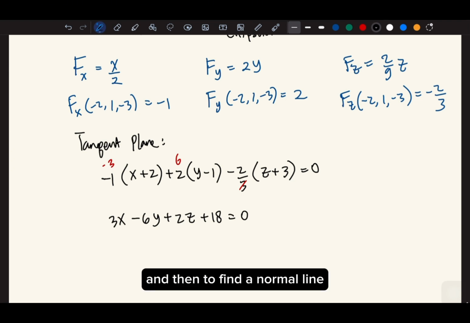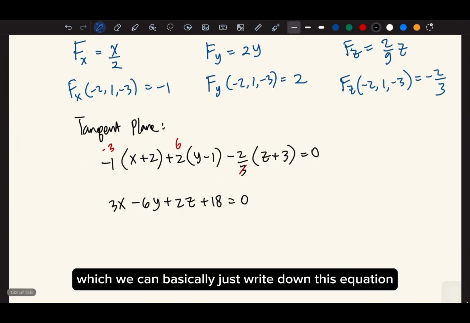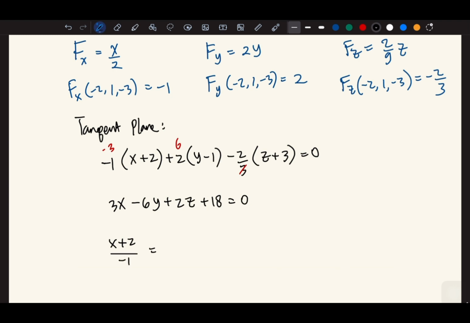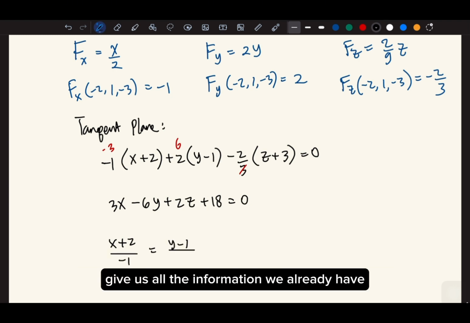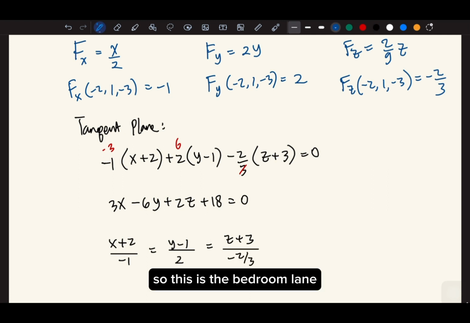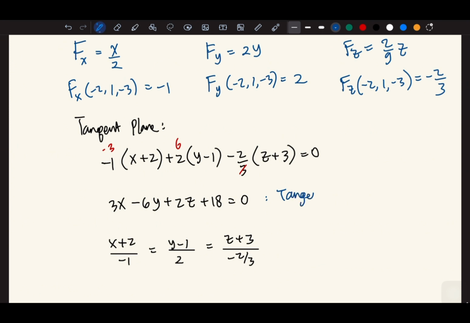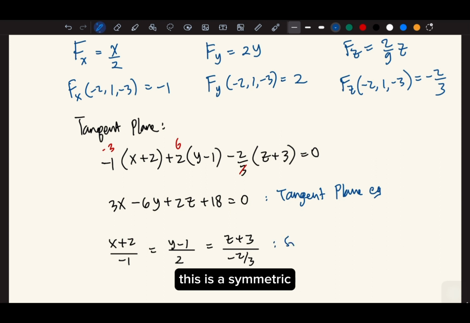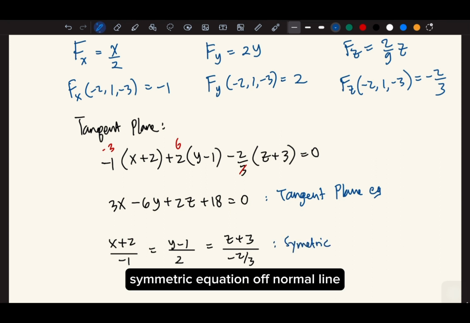And then to find the normal line, we can use the symmetric equations, which we can basically just write down like this, because we already have all the information. So this is the tangent plane. This is the symmetric equation of the normal line.